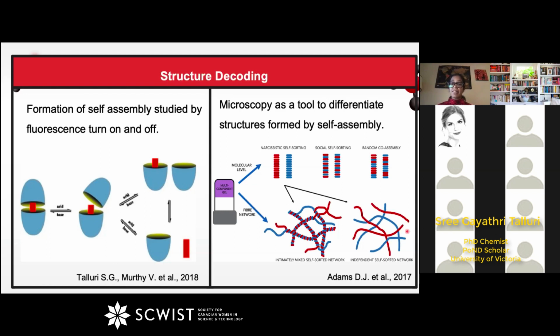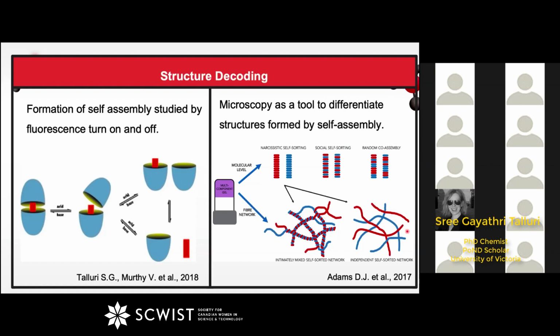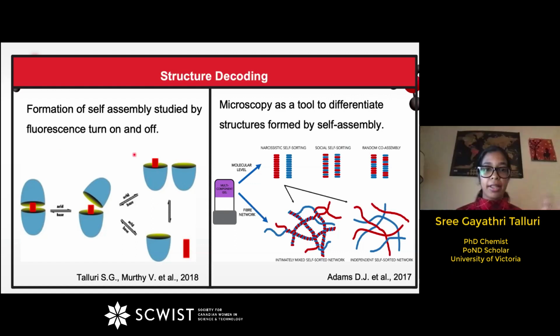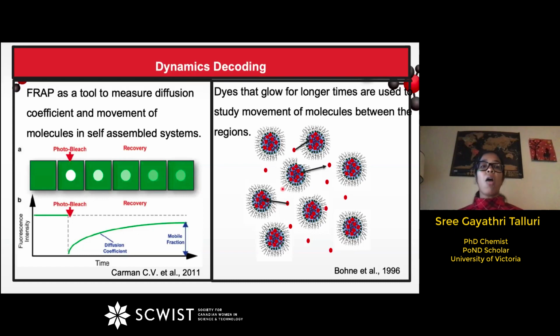These examples show us how fluorescence can be used as a tool to study structure, both at the molecular level, like I showed you in the figure in the left, and also at the microscopic level, which is the figure in the right. I think by now I convinced you how fluorescence can be used as a tool to study structure. Let's now go into the dynamics part and see how fluorescence can help us to understand the motion, the movement of molecules inside the self-assembled systems.